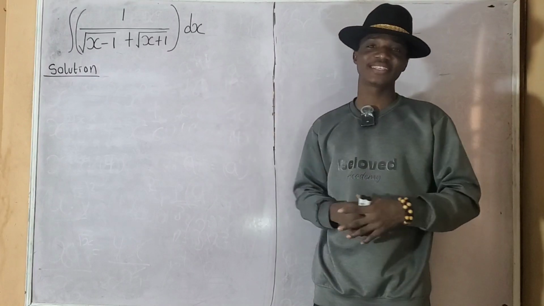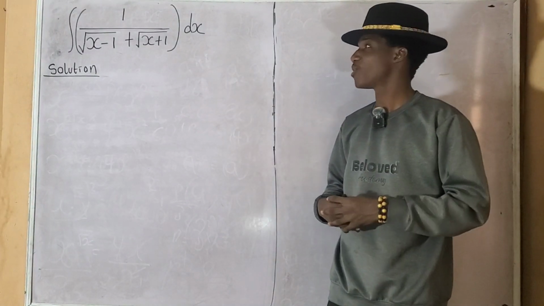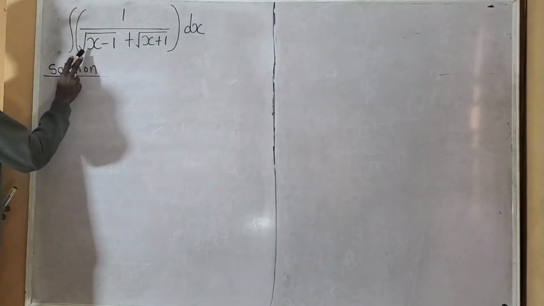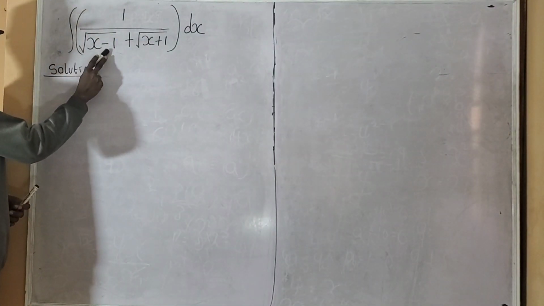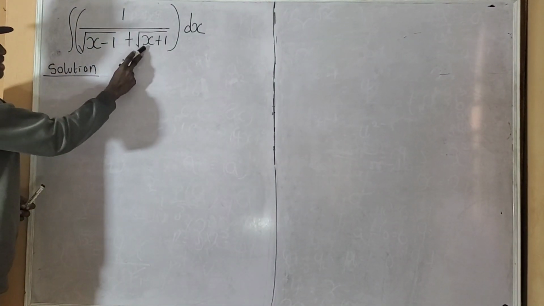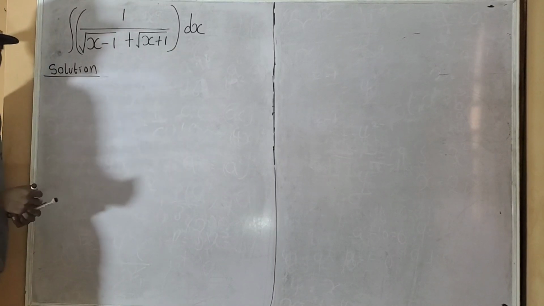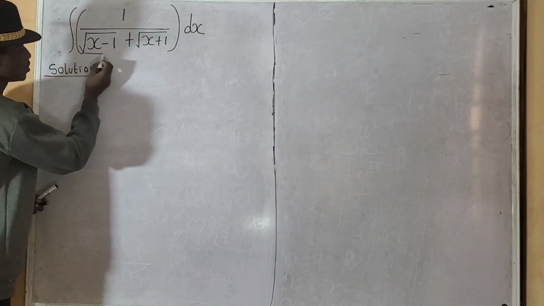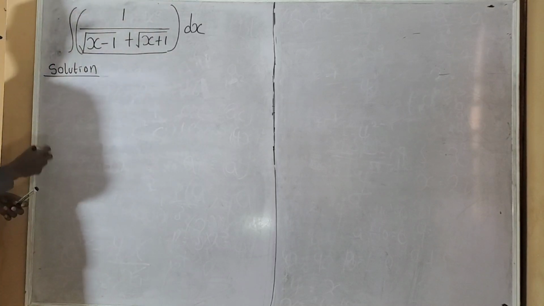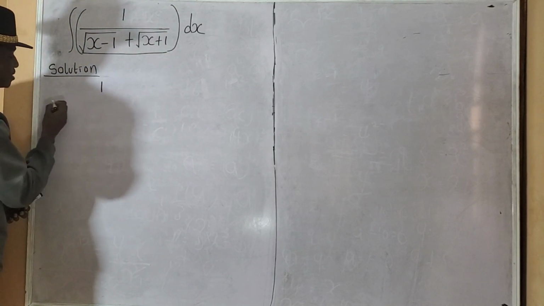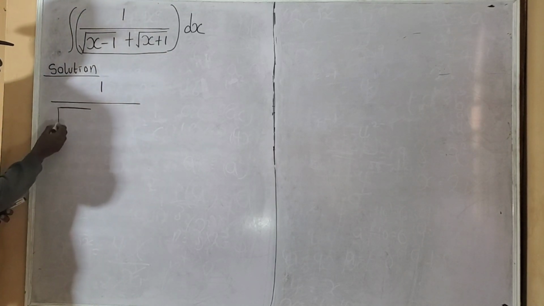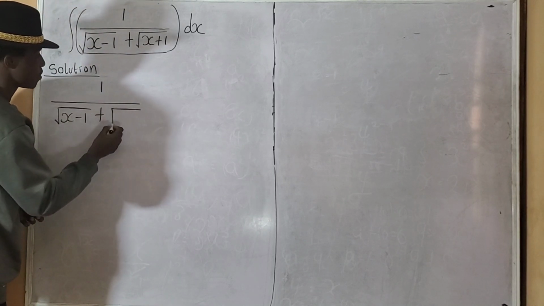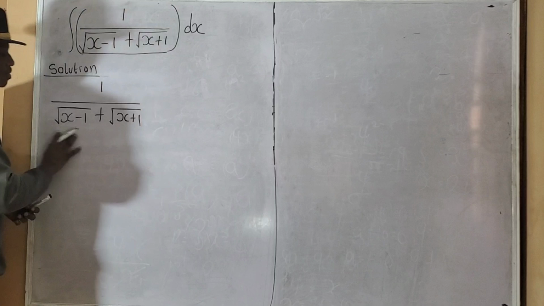Can you solve this integral question that we have on the board? Here we are asked to integrate 1 over square root of x minus 1 plus root x plus 1 dx. The first thing that I would like to do is rationalize what I have here. So I'm going to have 1 over the square root of x minus 1 plus square root of x plus 1. I want to rationalize this.